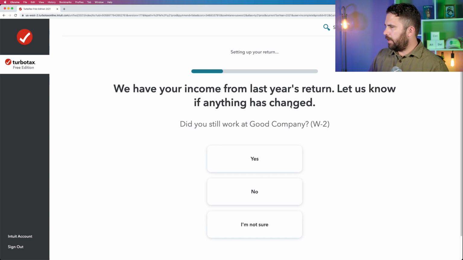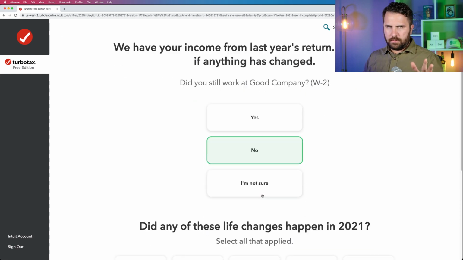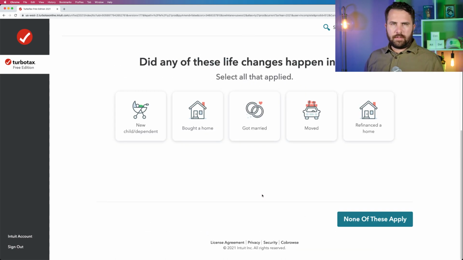We have your income. Okay, when I did the demo last year, I had it store stuff in here from last year, but I'm going to re-input everything from scratch. So I'm going to say no, right? Obviously, if you've never used TurboTax before, it won't even prompt you for anything there because it doesn't have anything stored in the system for you.